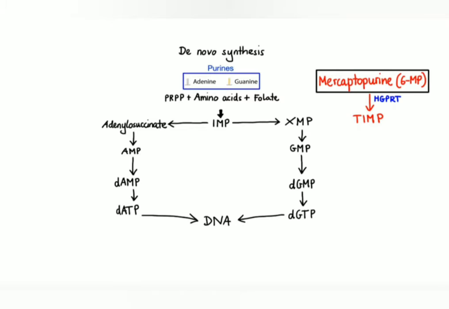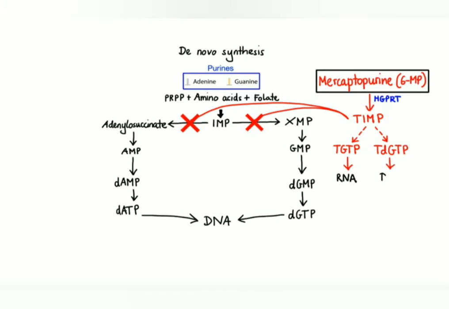Now, TIMP inhibits several chemical reactions involving inosine monophosphate, including the conversion of IMP to xanthosine monophosphate and the conversion of IMP to adenylosuccinate. Furthermore, through a series of reactions, TIMP can be converted into thioguanosine triphosphate, TGTP, which then can be incorporated into RNA, as well as thiodeoxyguanosine triphosphate, TdGTP, which can be incorporated into DNA, thus leading to inhibition of both DNA and RNA synthesis, resulting in cell death. Now let's move on to the next antimetabolite drug, that is hydroxyurea.